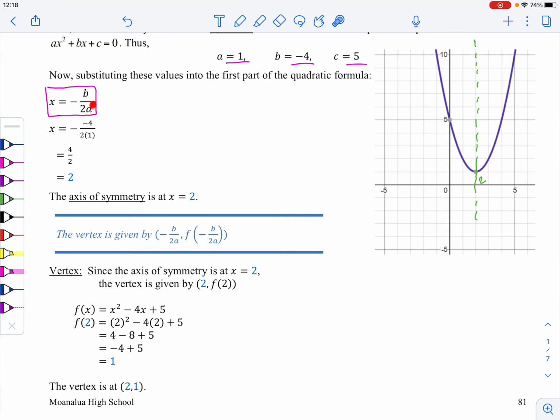So that whole process, we're just using negative b over 2a, finding that value, that gives us the x value of the vertex, the axis of symmetry. Substitute it into your original equation to find the y value, which is 1. So our vertex, as you can see right there, is 2, 1. 2 on the x-axis, 1 on the y-axis. That's our vertex.